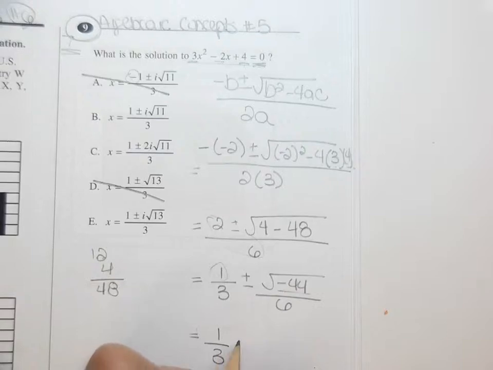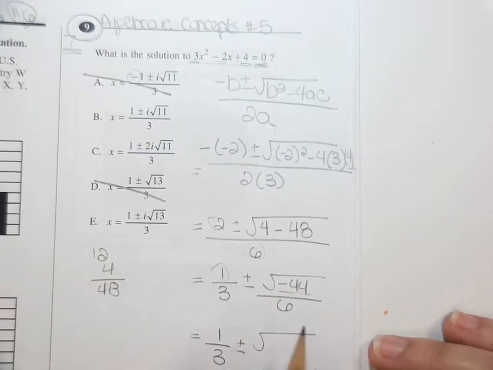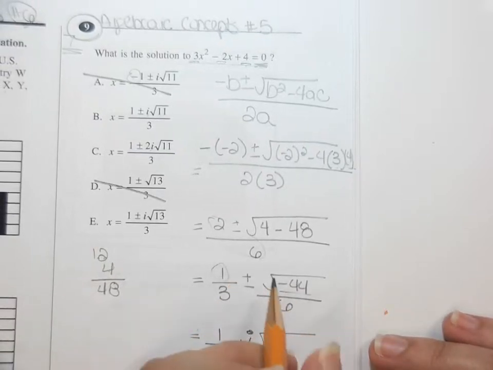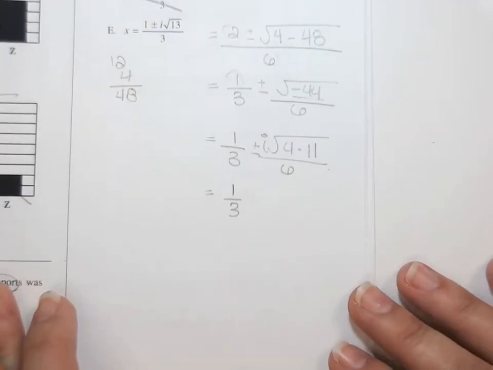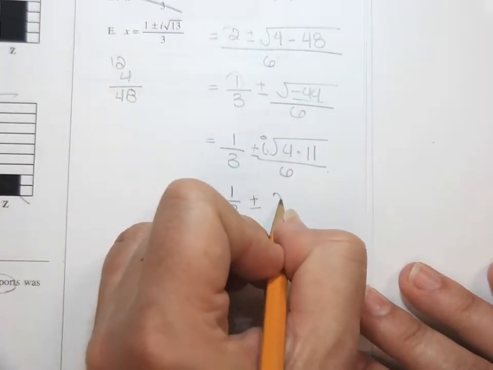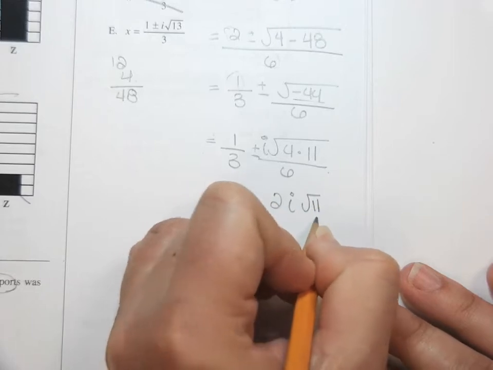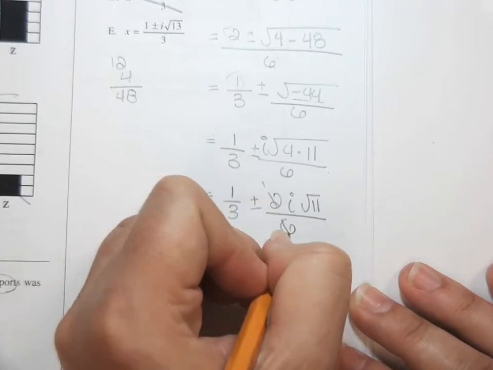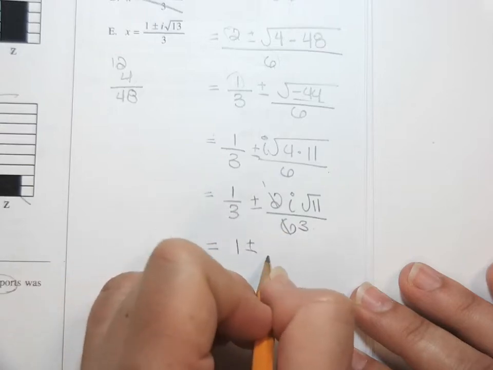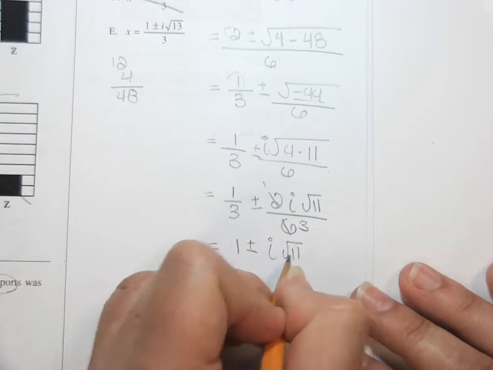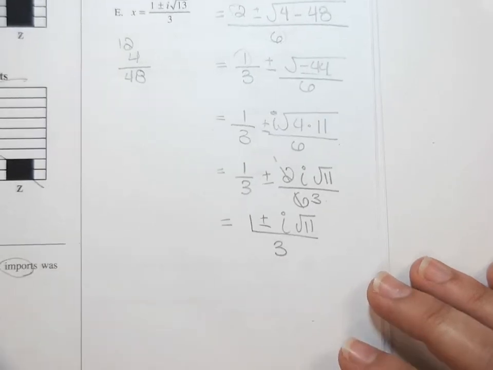So let's keep reducing. 1/3 plus or minus the square root. So I know I'm going to pull out an i, which takes that negative. 44, I know, is 4 times 11. The square root of 4 is 2. So 1/3, let me move this up, plus or minus 2i root 11 all over 6. I can reduce this. Now I have my denominators the same: 1 plus or minus i root 11 all over 3.